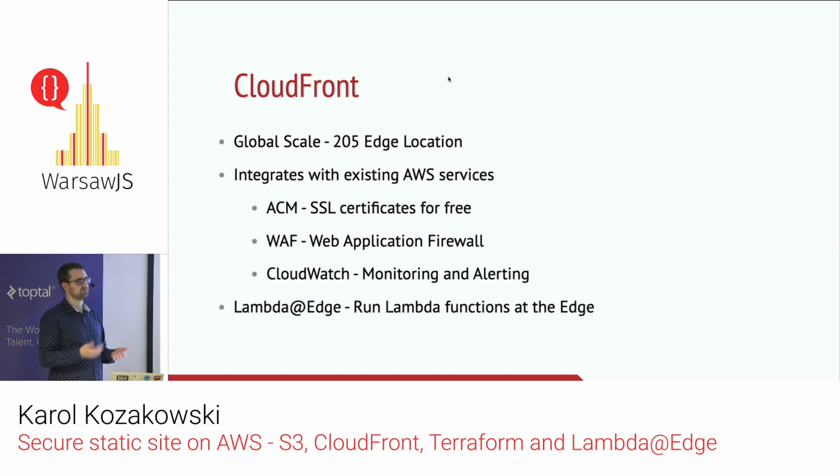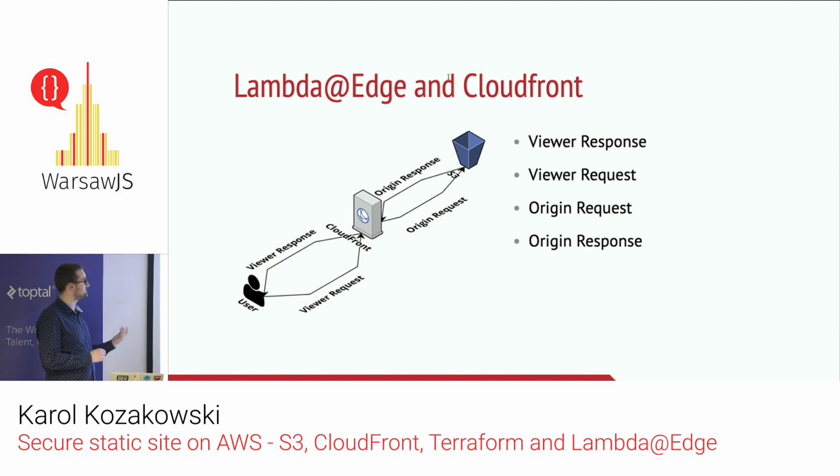AWS Lambda is a function as a service solution, so you can run code based on events, and you don't need to manage any servers or Docker containers, anything for that. So you just write business logic. It will be run based on events, and Lambda integrates with CloudFront with something that's called Lambda Edge. So you can run Lambda functions based on events that are coming from CloudFront. So here are the events.